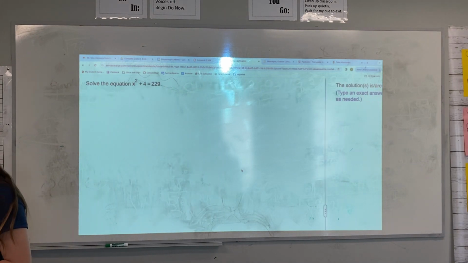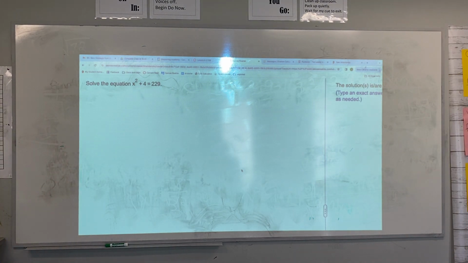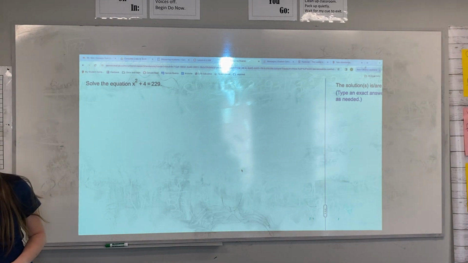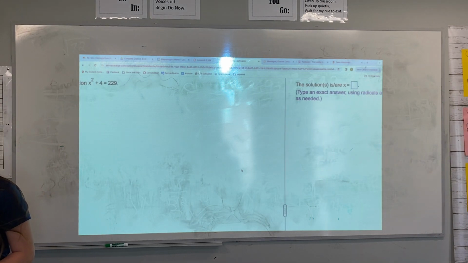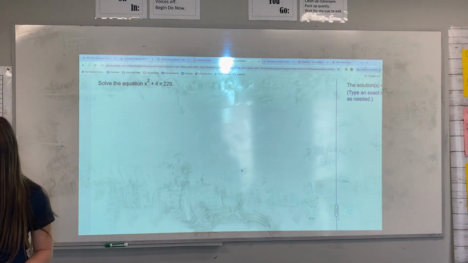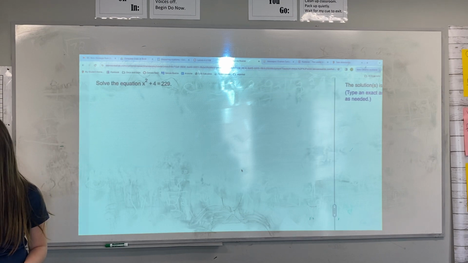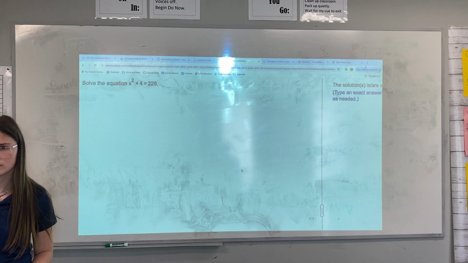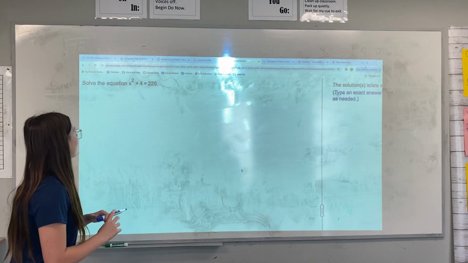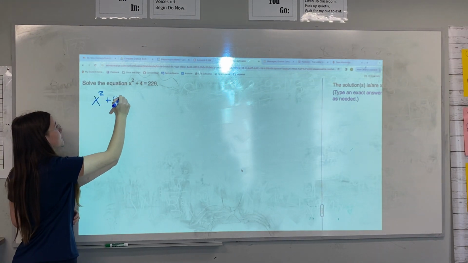Okay. Do I zoom out to see the question? You can just scroll over to see what it says. It says, type exact answer using radicals as needed. So when they say exact answer, that means it's probably going to be a decimal number, and they don't want you to write the decimal, they want you to write the radical version. We'll see what we get. It might not even come to that. We might get a whole number.